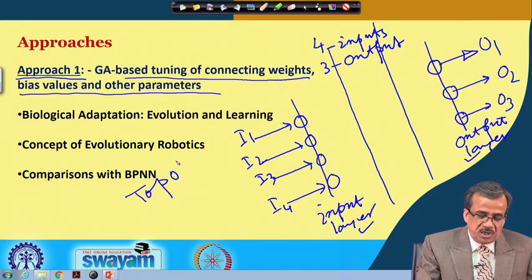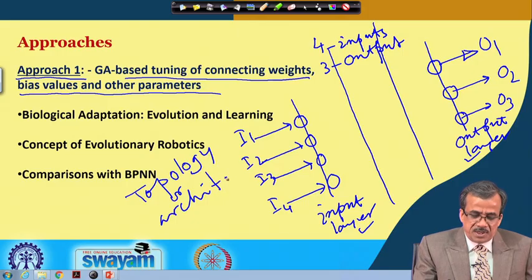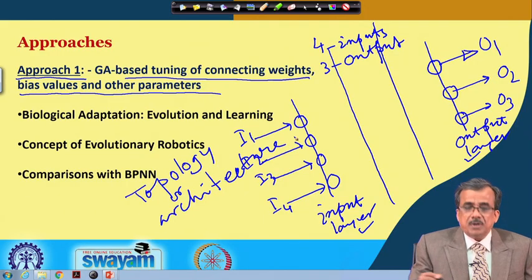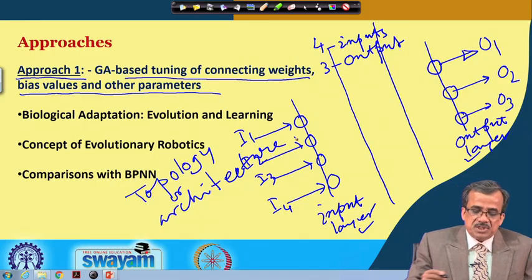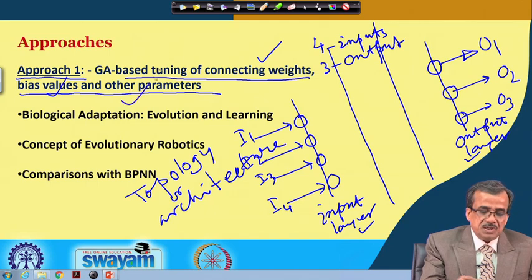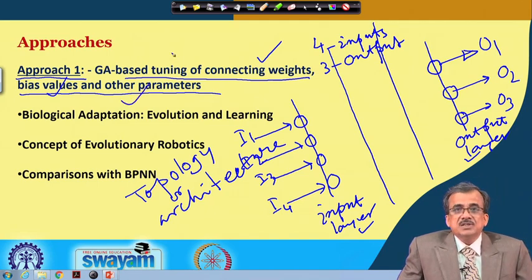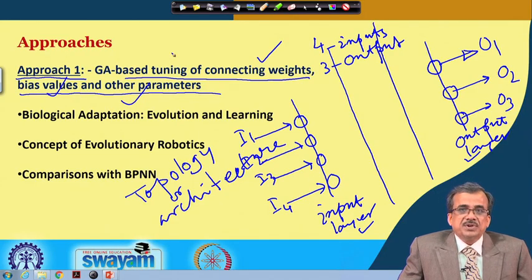So, this is actually nothing but a network of fixed topology or architecture. Now, if we just keep the architecture or the topology of the network fixed, its performance depends on the connecting weights, it depends on the bias values, it depends on the coefficient of transfer function and so on. So, our aim in approach 1 is to determine the optimal values of this particular network, so that it can perform in the optimal sense.